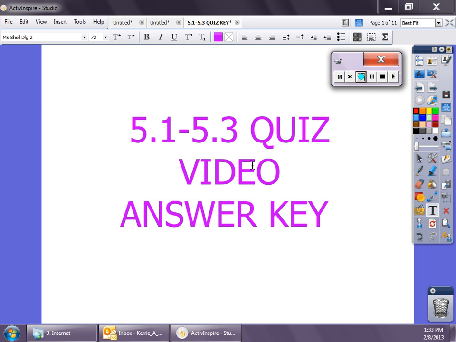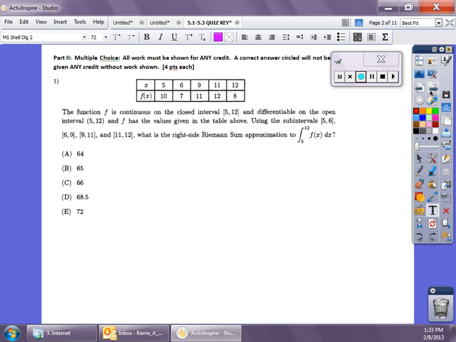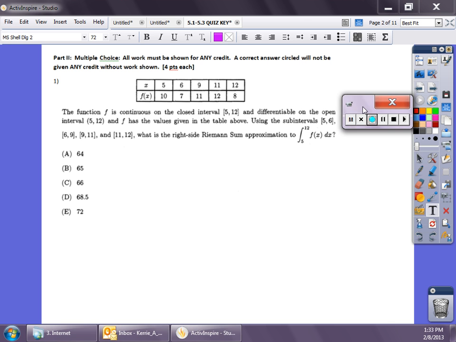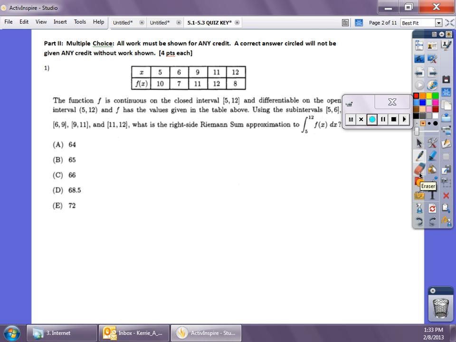So this will be the answer key to the multiple choice part of your 5.1 to 5.3 quiz. So to start off, number 1, this was an inconsistent interval where you were asked to do a Riemann sum, but it was supposed to be a right-sided Riemann sum. So first you've got to figure out how wide your intervals are.